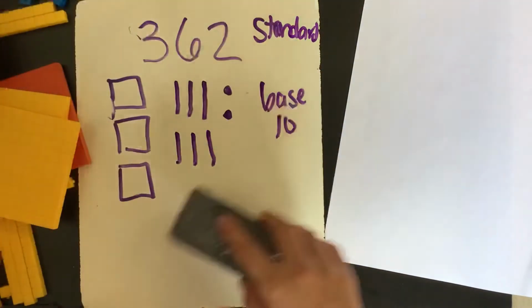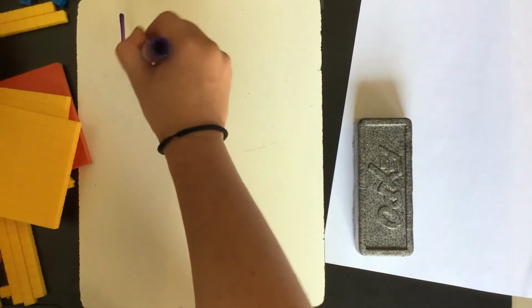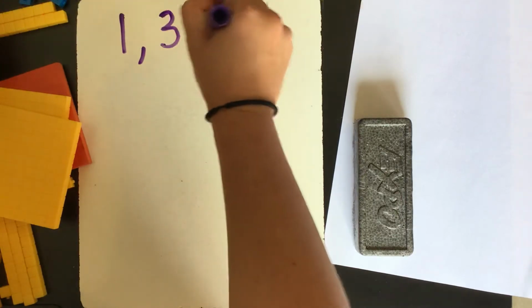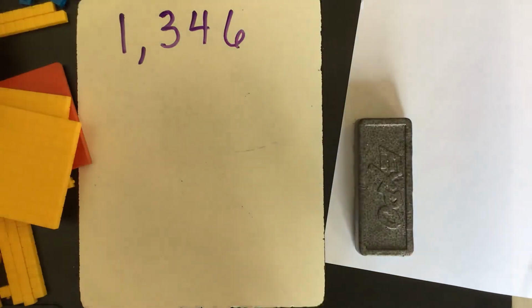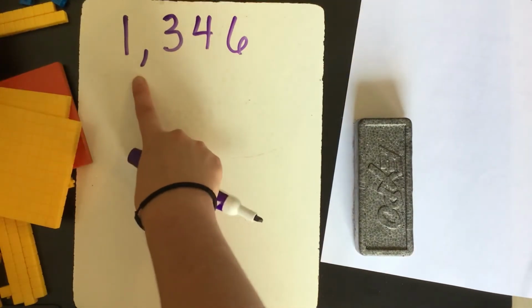Okay, let's try another. Let's say I am given the number 1,346. You'll notice that I have a comma, because every group of 3 numbers, I put a comma.